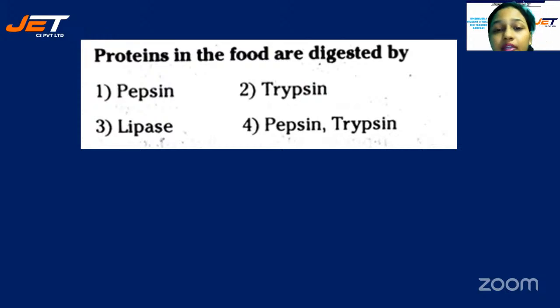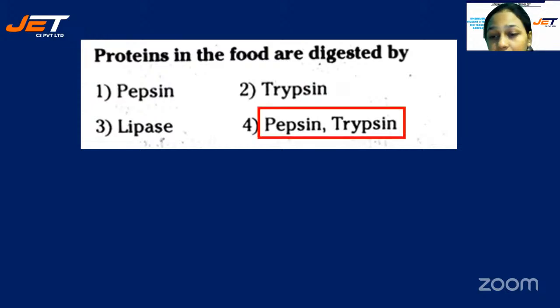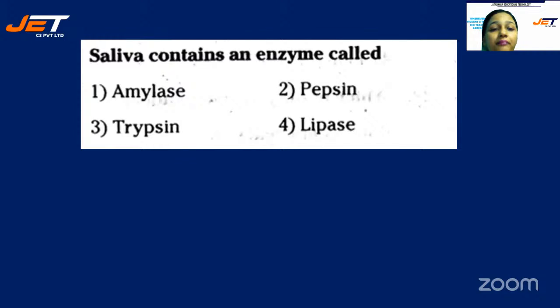All right. The correct answer for this question is number 4, pepsin and trypsin. Those who have opted option 4, they are right. Pepsin and trypsin both are there.